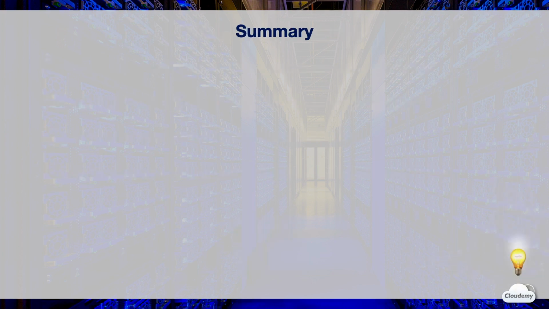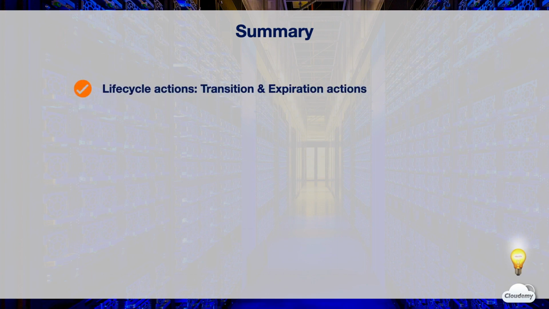In this episode, we've learned that you can use lifecycle rules to manage the lifecycle of S3 objects. Lifecycle rules support two types of actions: transition actions and expiration actions. You can set the lifecycle rules to transition objects to another storage class, or expire objects after a certain time. Lifecycle rules work with S3 versioning. You can create lifecycle rules to define storage class transitions for the current version and previous versions.